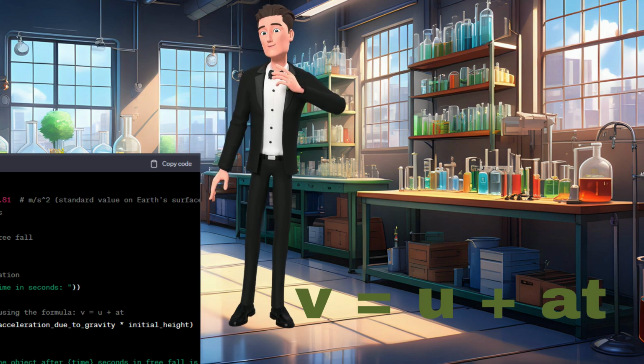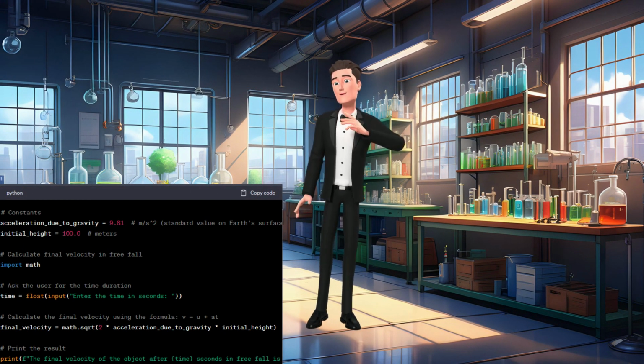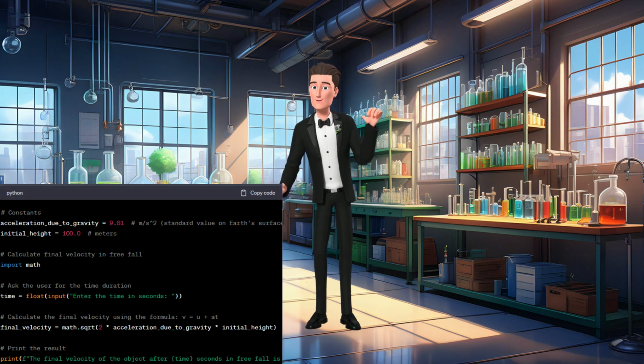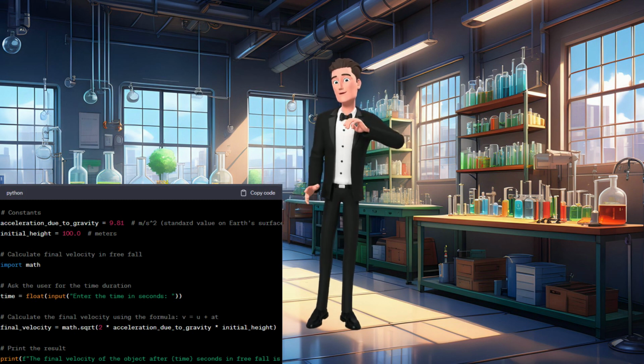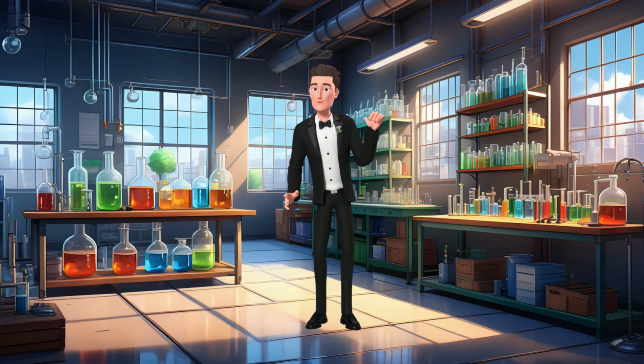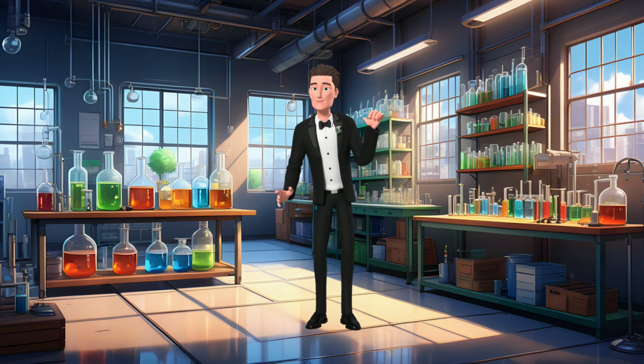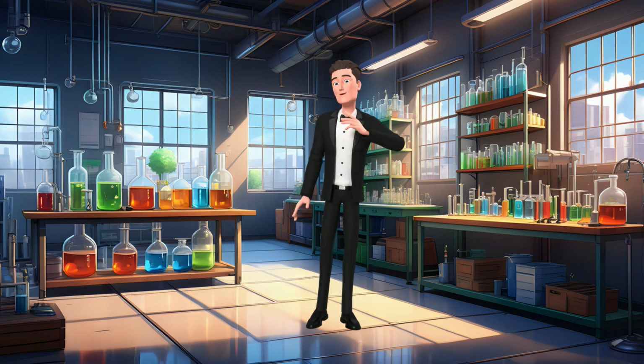time duration. We also calculate the final velocity using the formula v equals sqrt(2*g*h), where g is the acceleration due to gravity, and h is the initial height. The user is prompted to enter the time duration, and the program calculates and displays the final velocity of the object in meters per second.